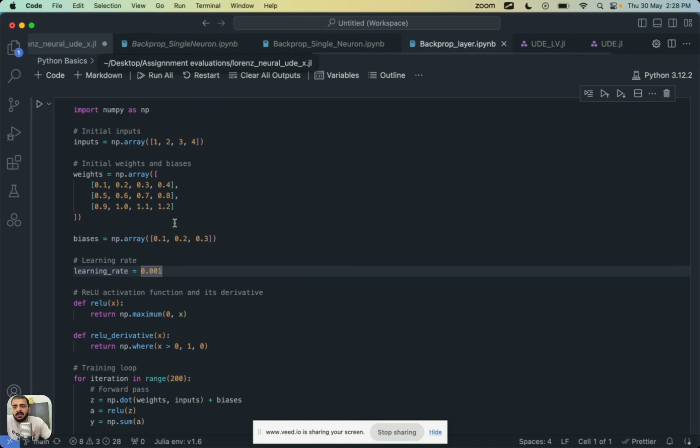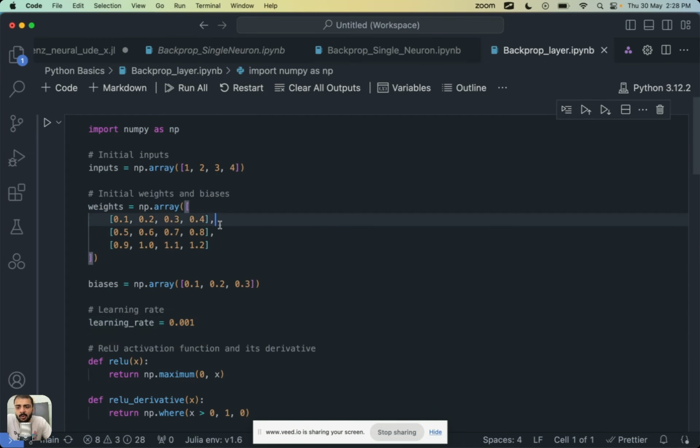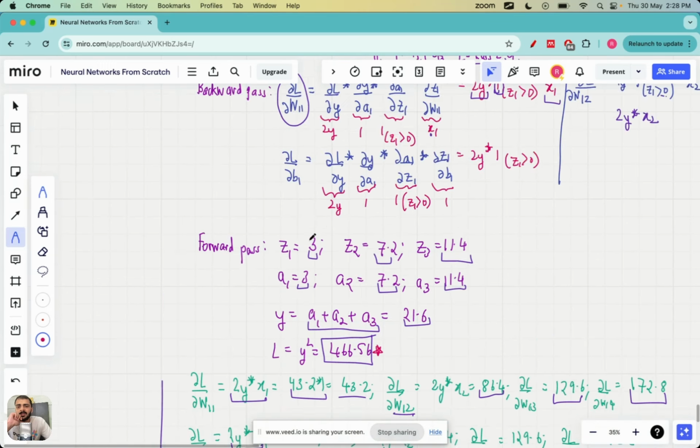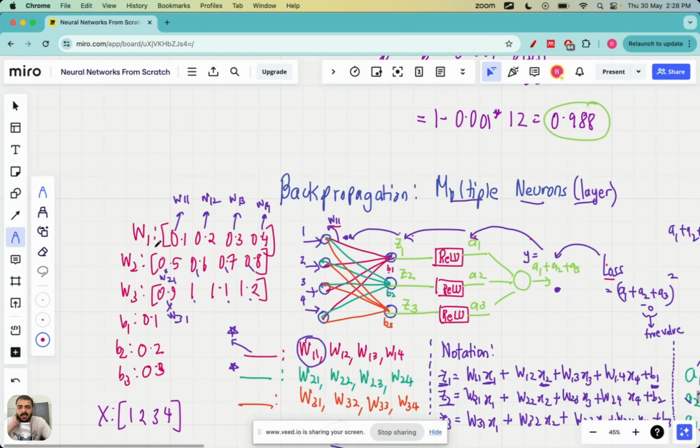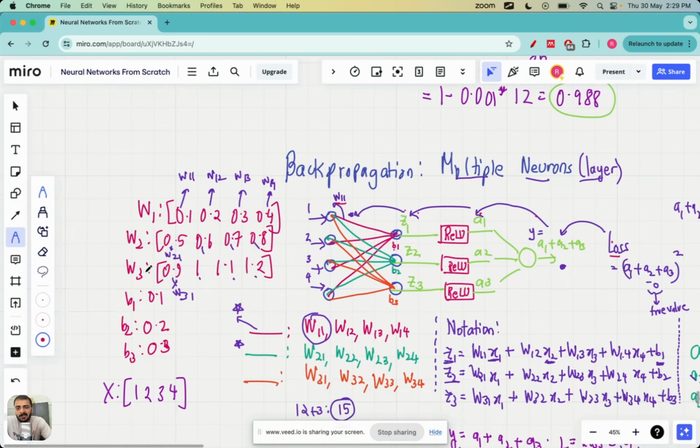So I'm just going to increase the zoom in here. Okay, now we have zoomed in a bit, and I'm going to show you how to do a backward pass through a layer. First we have the inputs, which are 1, 2, 3, and 4, and then we have the weights. The weights of the first neuron will be 0.1, 0.2, 0.3, 0.4. The second neuron will be 0.5, 0.6, 0.7, 0.8, and the third neuron will be 0.9, 1, 1.1, and 1.2.